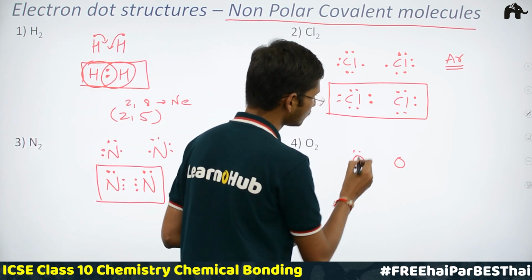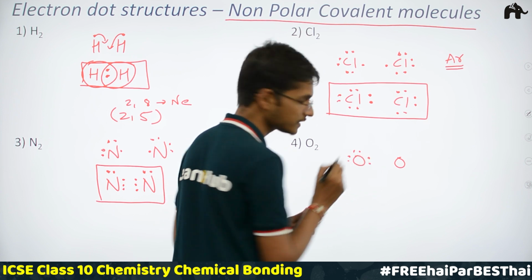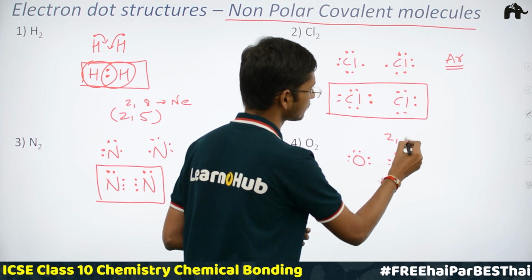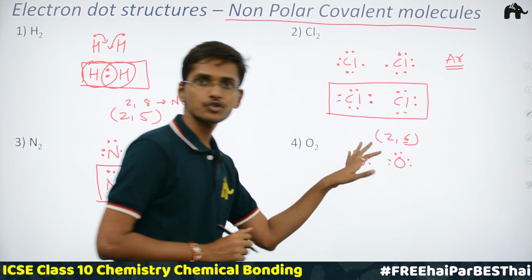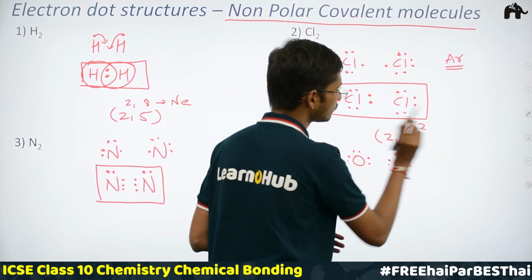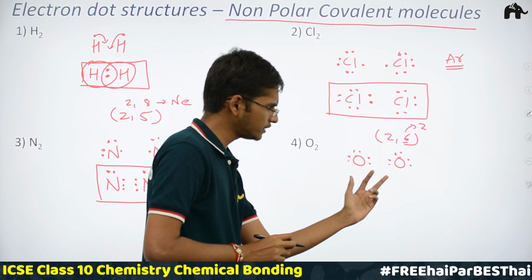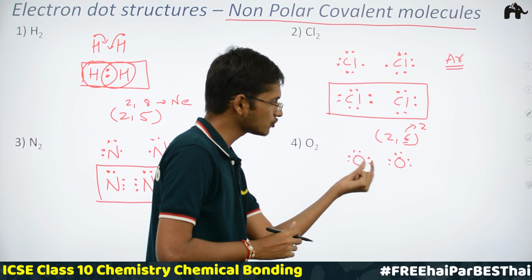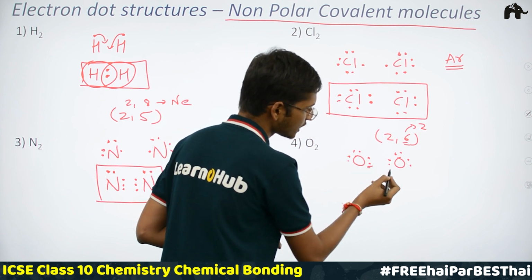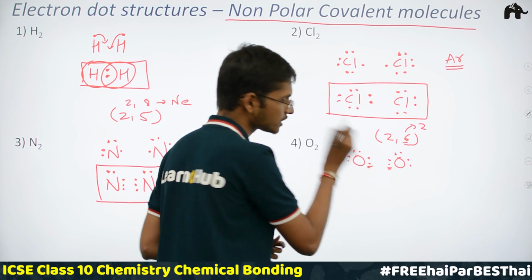Oxygen, 1 2 3 4 5 6, because we know the configuration is 2, 6. I have represented 6 outermost shell electrons. Now each of them is in desperate need of 2 electrons. So they share their 2 electrons with each other. These 2 electrons oxygen shares with this oxygen atom. These 2 electrons this oxygen atom shares with this oxygen atom.